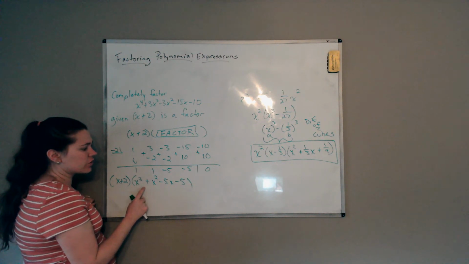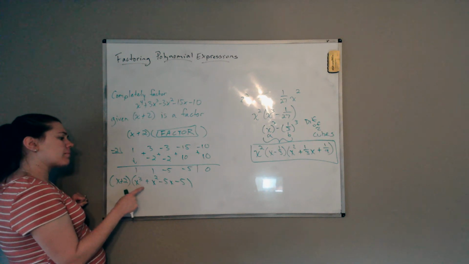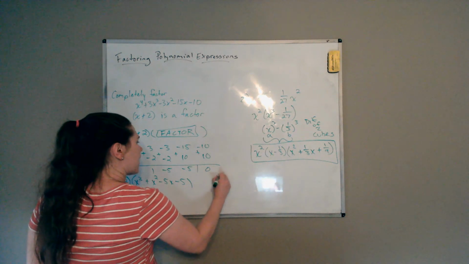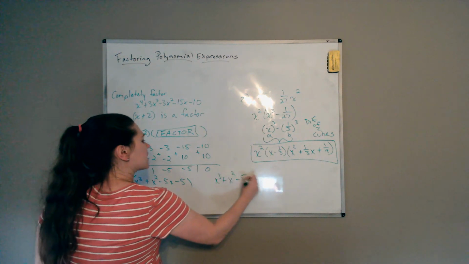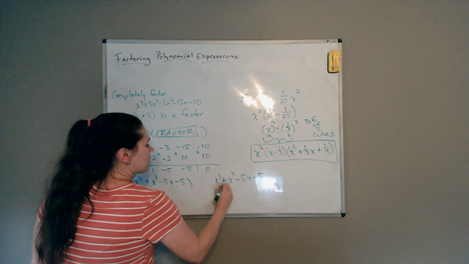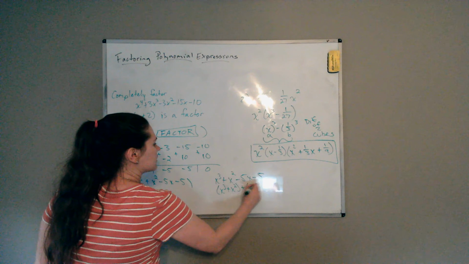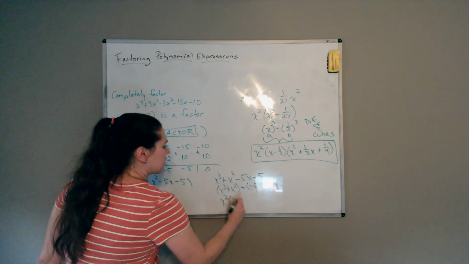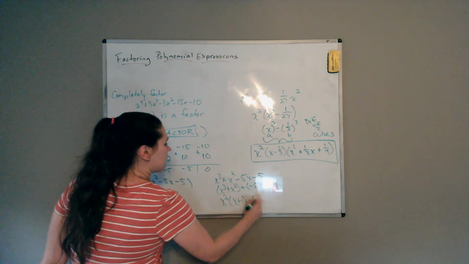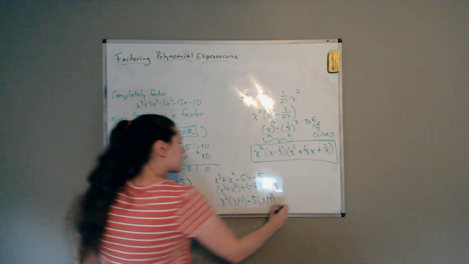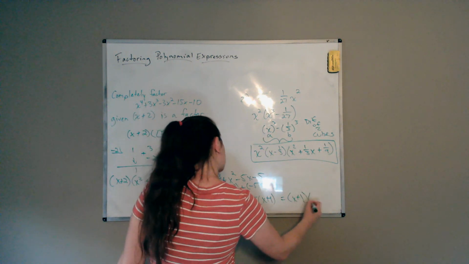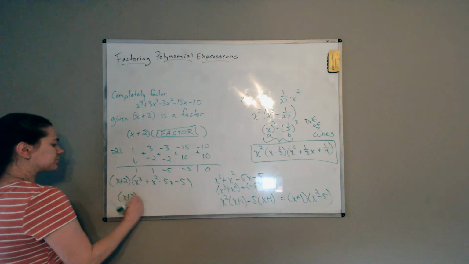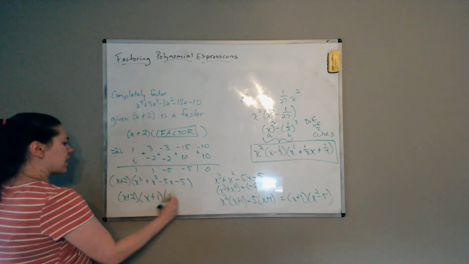It has 4 terms to it. X to the 3rd plus x squared minus 5x minus 5. With 4 terms you should try factoring by grouping. Group together the first 2, put a plus sign between, group together the last 2 terms. Take out the greatest common factor, x squared, that leaves you with x plus 1. Take out the greatest common factor, -5, leaves you with x plus 1. So this factors to be x plus 1 times x squared minus 5. So this is now x plus 2 times x plus 1 times x squared minus 5.